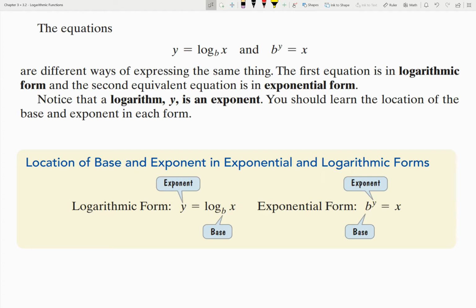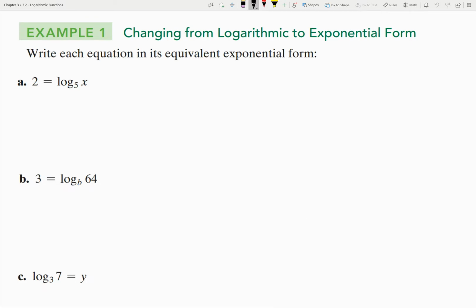And if you compare the two different forms, the logarithmic form and the exponential form, you'll see that the bases are the same. They're in different places, but they're still the same number. The exponent in the exponential form is different from where it is in the logarithmic form. And notice where the x is in each one. We can use this relationship to go back and forth between the two of them since they are equivalent. Okay? So let's do that.